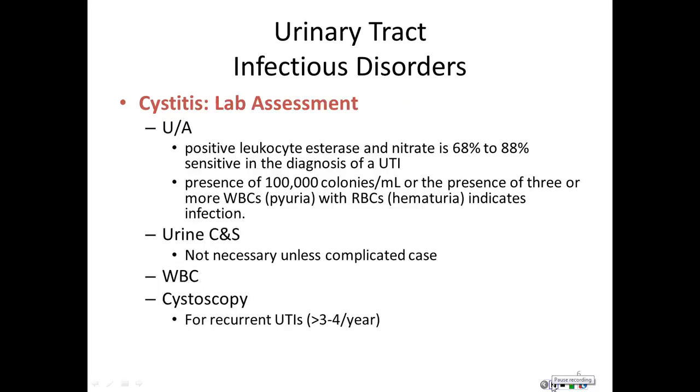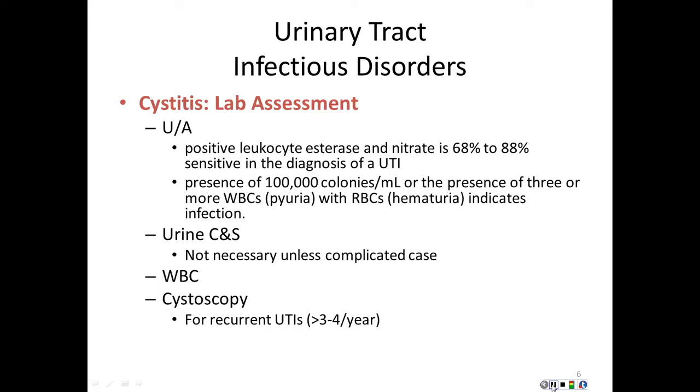So how do we diagnose a urinary tract infection? Typically, we're going to get a urinalysis. The urinalysis will show a positive leukocyte esterase and positive nitrates in 68 to 88% of the time. And that's 68 to 88% sensitive in the diagnosis of a urinary tract infection. Also, the presence of 100,000 colonies per milliliter, or the presence of 3 or more white blood cells, pyuria, with white blood cells indicates infections.